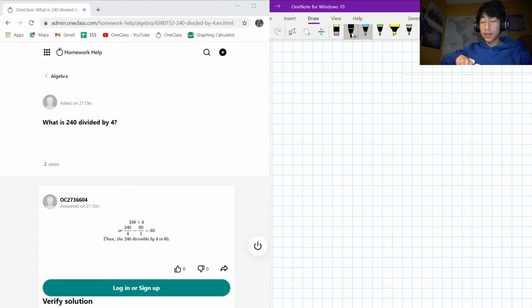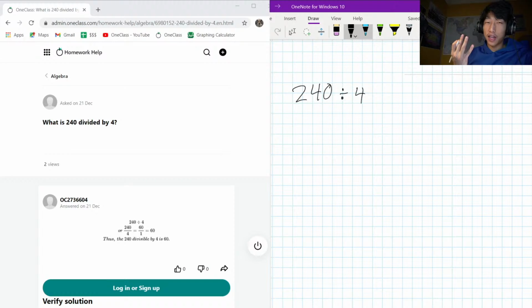Okay, so our next question that we have on the menu today is, what is 240 divided by 4? There are a couple of different ways that we can think about this. First, the easiest way is just to ask our calculator, what's 240 divided by 4? And our calculator will tell us fairly quickly.